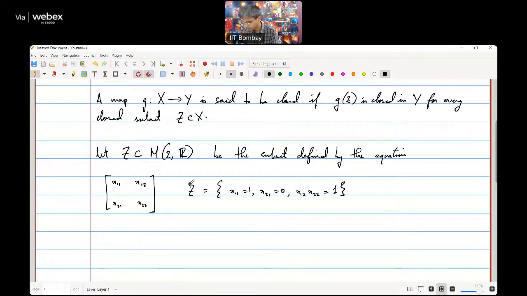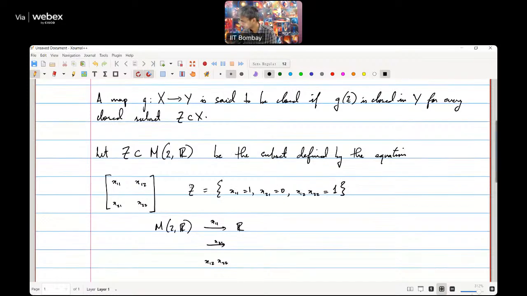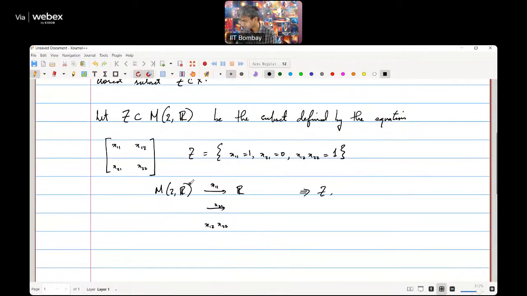So from M_2(R) to R, we have these three maps. The first is X11, then X21, and the last one is X12 times X22. When we look at the first map and take the inverse image of 1, the second map and take the inverse image of 0, and the third map and take the inverse image of 1, all these three are closed subsets, and when we take their intersection, that's going to be closed. So this implies that Z is a closed subset.